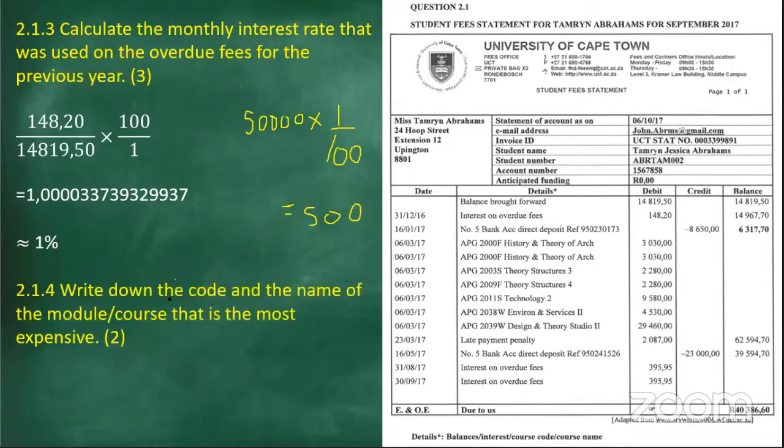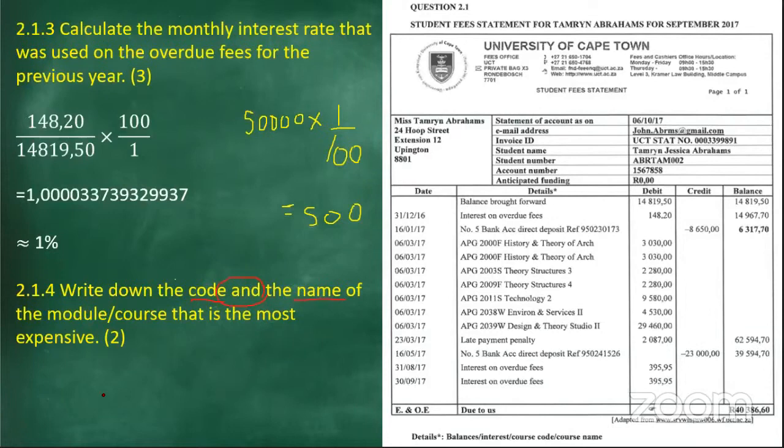And then 2.1.4, write down the code and the name of the module or course that is the most expensive. Question is clear. We need the code and the name.